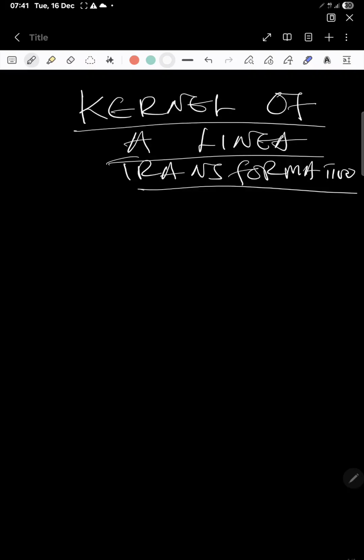A kernel of a linear transformation is defined as the set of all zeros. So a kernel is defined as a set of all zeros. In other words, the kernel of a linear transformation is the set of all zeros.